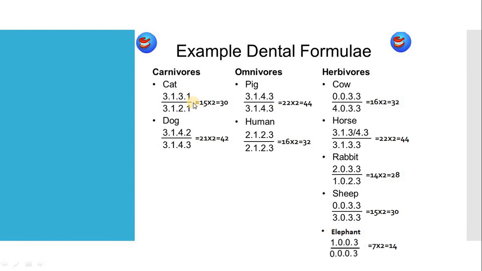So we can get the total number of teeth by first adding the numbers present in the dental formula. 3131 refers to 8, then 3121, 7. 8 plus 7, 15. Then 15 into 2, because we have to add the teeth present on the other side also. 15 into 2, there will be totally 30 teeth in the cat. So you can see and calculate the dental formula of all other organisms also: dog, pig, human, cow, horse, rabbit, sheep, elephant.